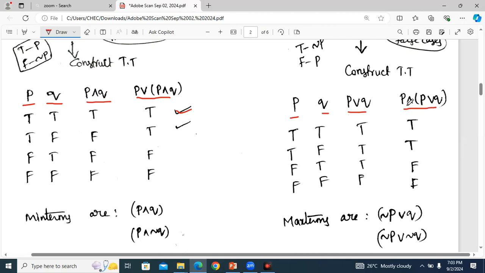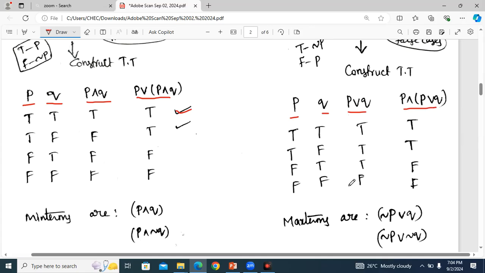The rule of conjunction is that if both are true, then their conjunction is true, otherwise it is false. Now we check in which cases P is true. In the first and second cases, P is true, and P or Q is true in those two cases. So the truth values are true, true, and in the remaining cases false, false. These are the truth values for the given compound proposition.